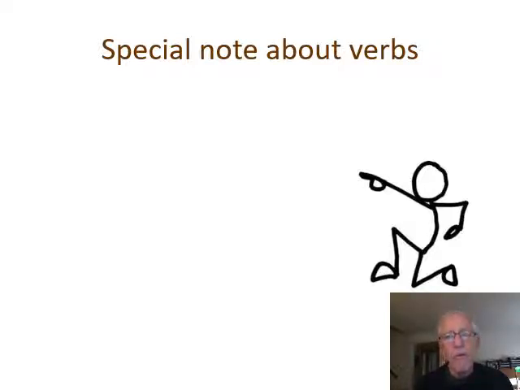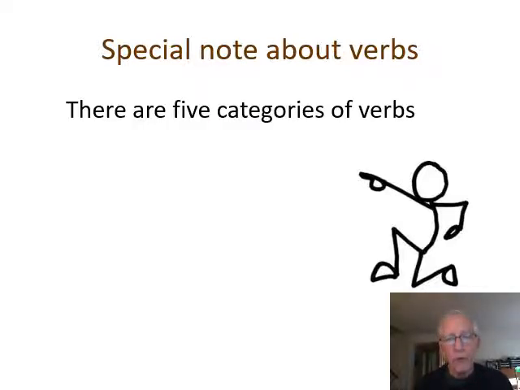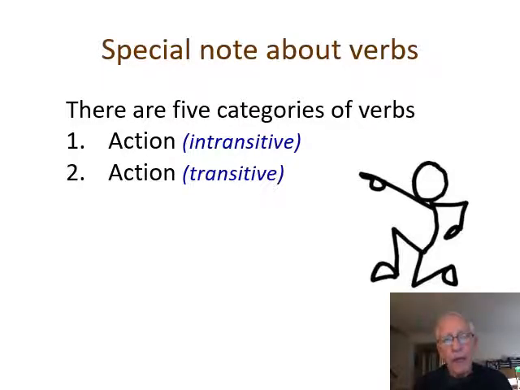Now, some people mistakenly think that verbs are simply words that show action in a sentence. That's not completely true. There are actually 5 categories of verbs. The first 2 categories are in fact action verbs, but they're slightly different. One is called intransitive, that's the correct name. The other one is called transitive.